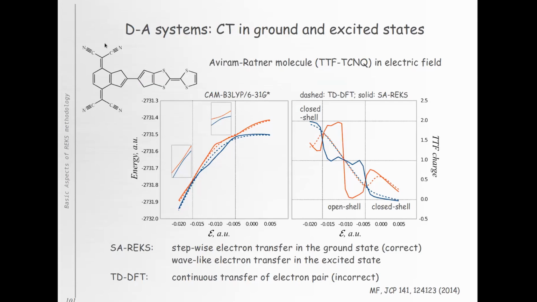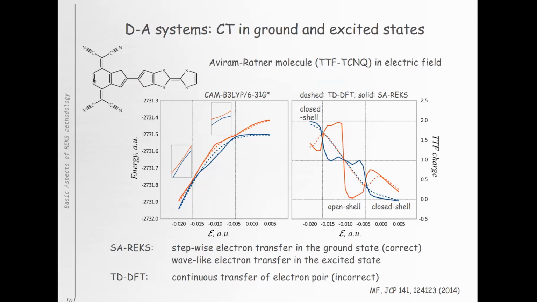Okay, right, but the doubly excited state becomes important for situations when we, for example, want to describe electron transfer from a donor unit. For example, this is the famous Aviram-Ratner molecule, which was proposed a long time ago, back in the 70s: TTF-TCNQ, where tetrathiafulvalene is an electron donor and the TCNQ unit is an electron acceptor.